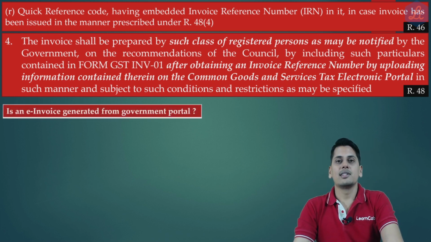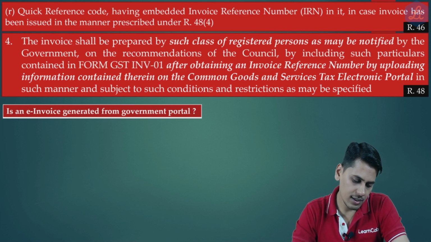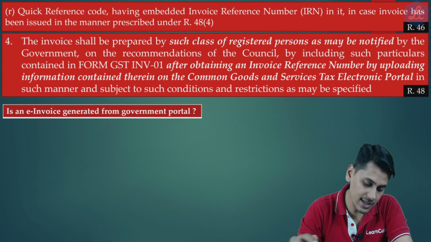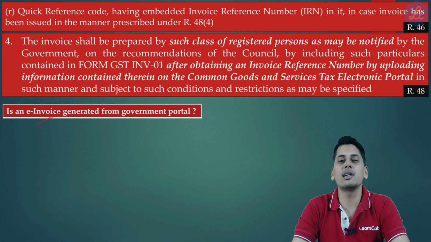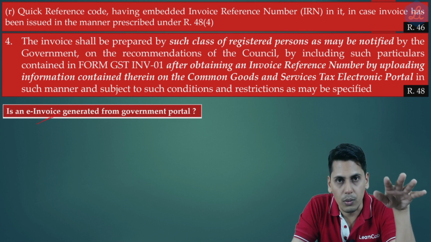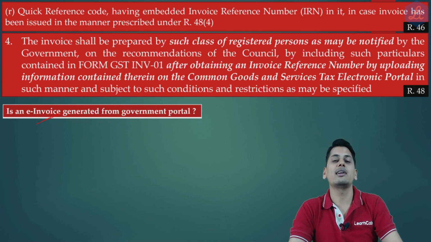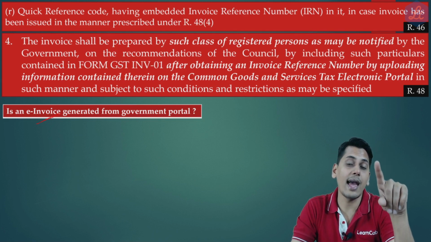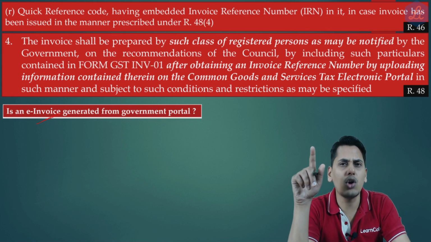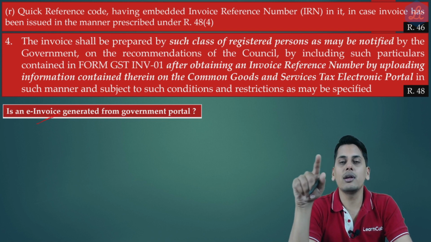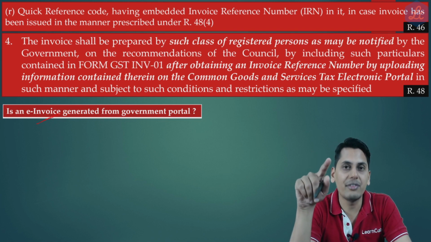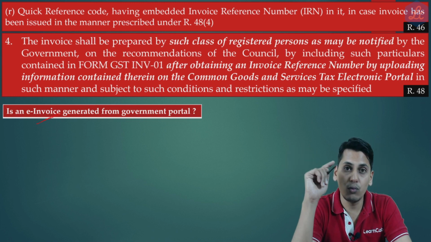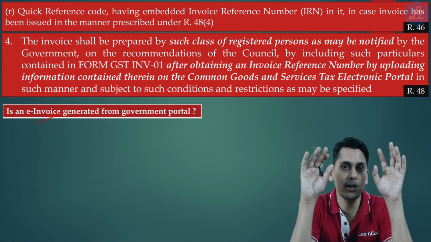Now, friends, just to check whether we have understood the story so far, is an e-invoice generated from the government portal? Friends, please understand, whether e-invoice is generated from the government portal, the answer is no. Invoice is generated by the taxpayer's own software. What does the common portal give you? The common portal gives you only an invoice reference number. Invoice will be generated by the taxpayer's own software.